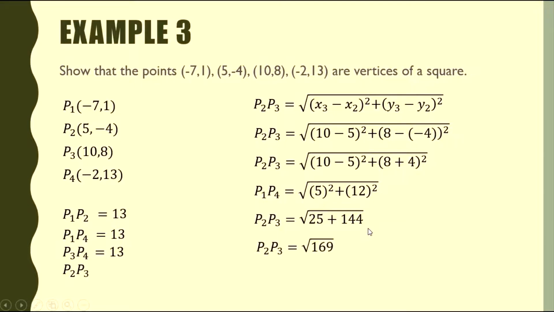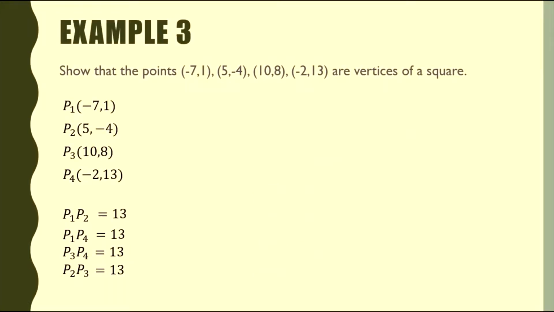Adding the two, we'll have square root of 169. And square root of 169 is 13. Now we already have the measurement of all the sides of the square. And what we have found is that all the sides have equal measure.